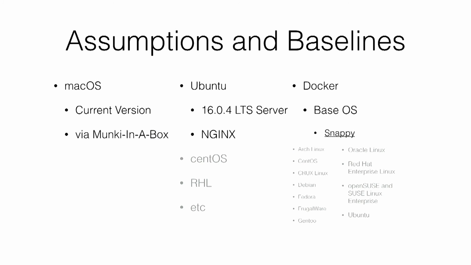I kind of approached this as a 3-tier solution. Tier 1, the go-to, kind of the starting point for everybody: out of the box macOS, whatever version it happens to be at the time, installing Munki via Munki in a Box. So those of you who have not looked at Munki yet, Munki in a Box by Tom Bridge is a script that will do everything for you in the setup process.